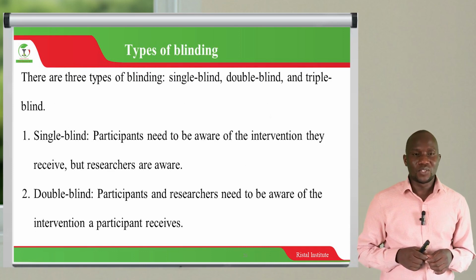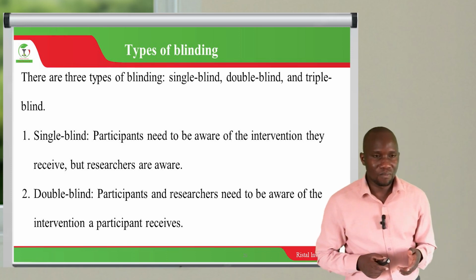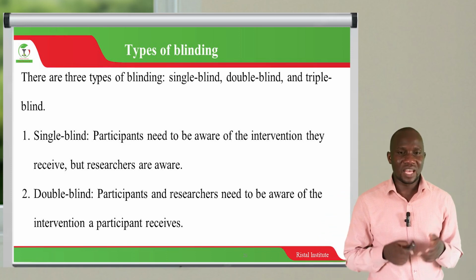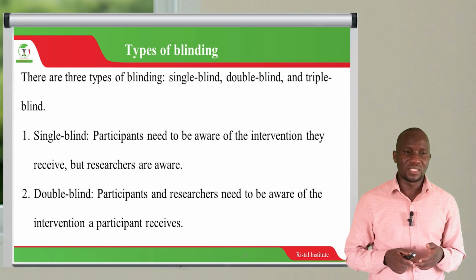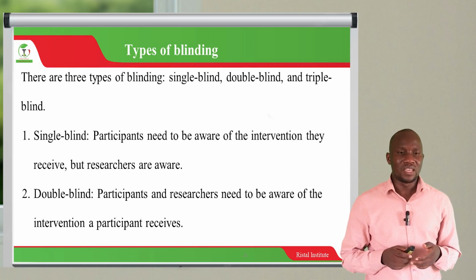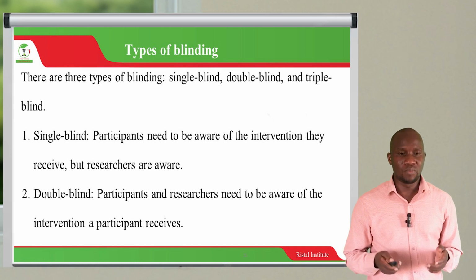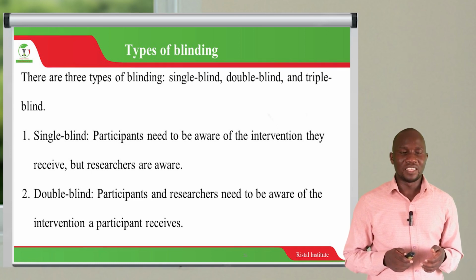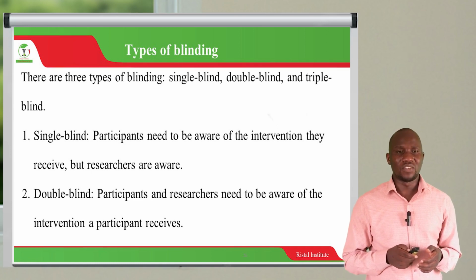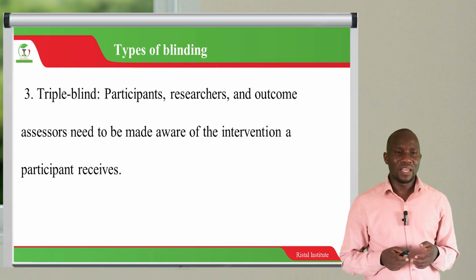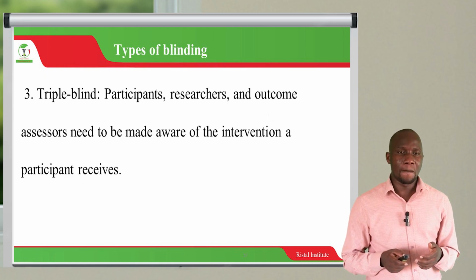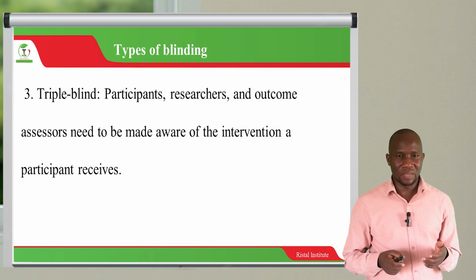We have three types of blinding. Single blind is when the participants are unaware, but the researchers are aware. Double blind is when both the researchers and the participants are unaware of which group is actually receiving the intervention of interest. And then triple blind is when the participant, the researchers, and those who are assessing the outcome are all unaware of the intervention the participant is receiving.